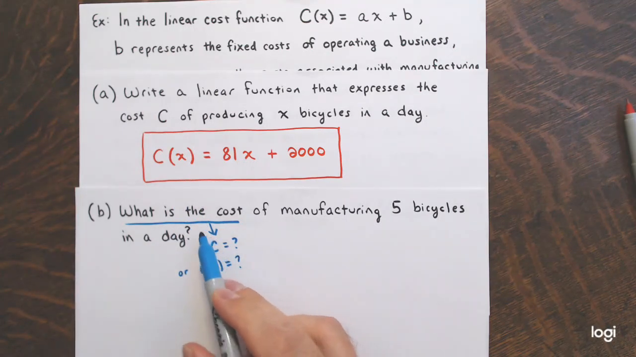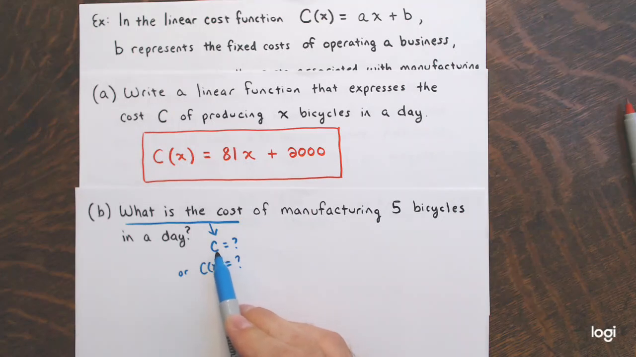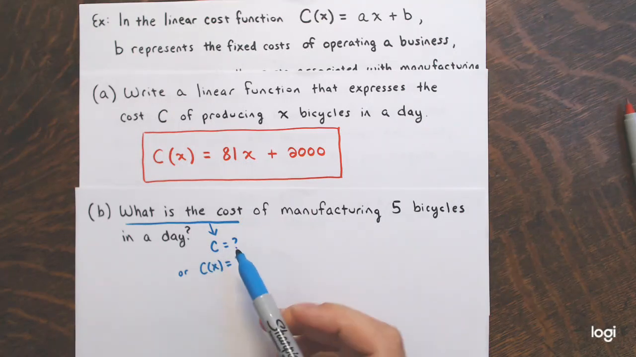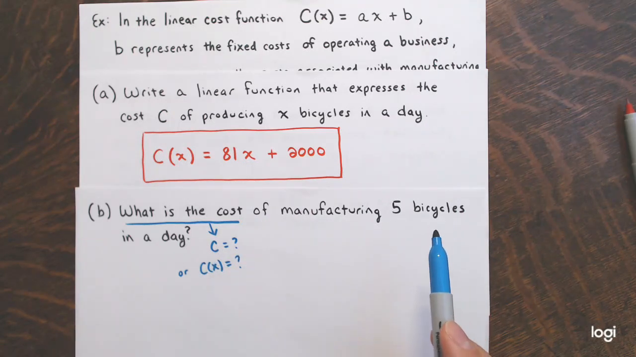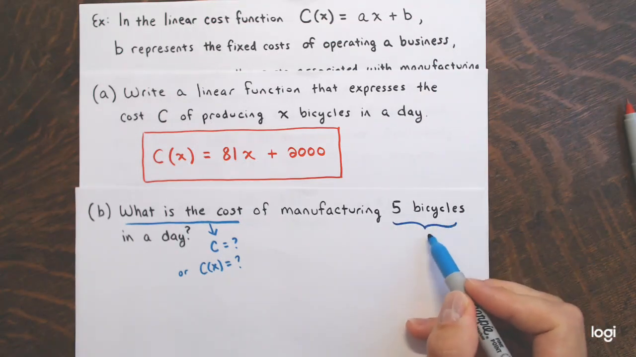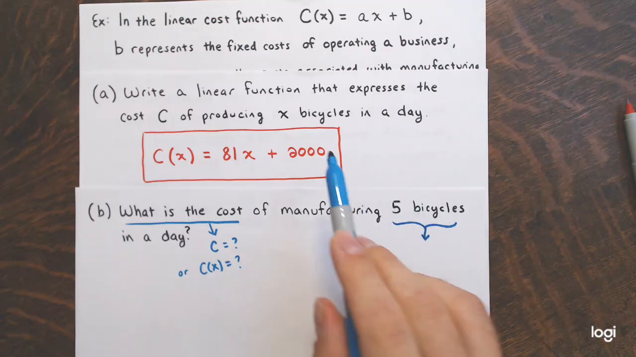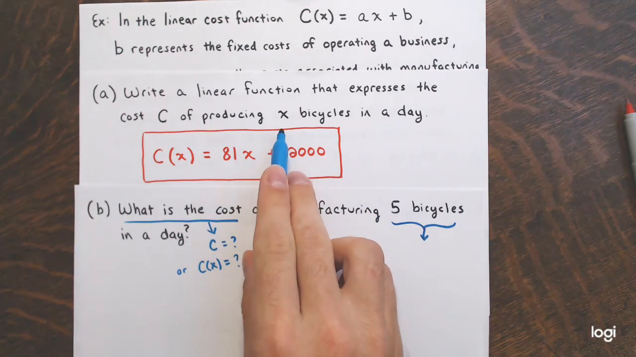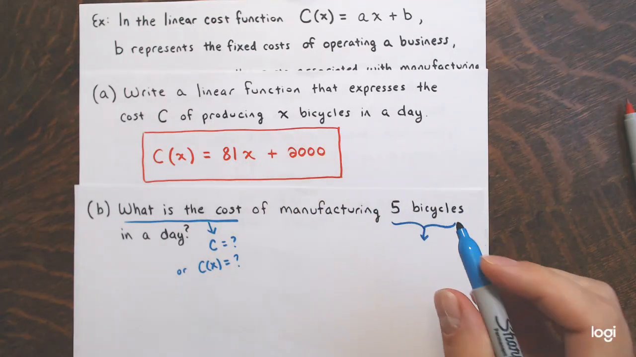But you could say, what is the cost? So they don't know the cost. C of X equals what, of manufacturing 5 bicycles in a day? So 5 bicycles are manufactured. And that was what X represented, right? X represents the number of bicycles manufactured in a day.